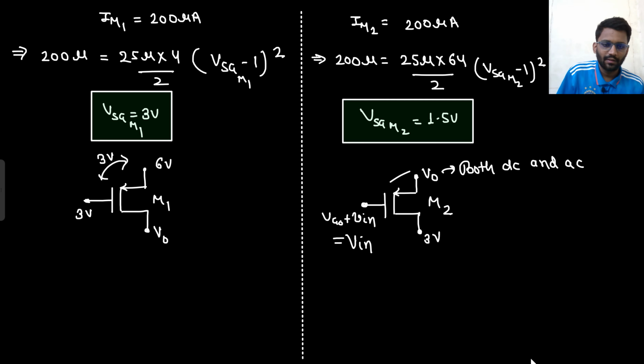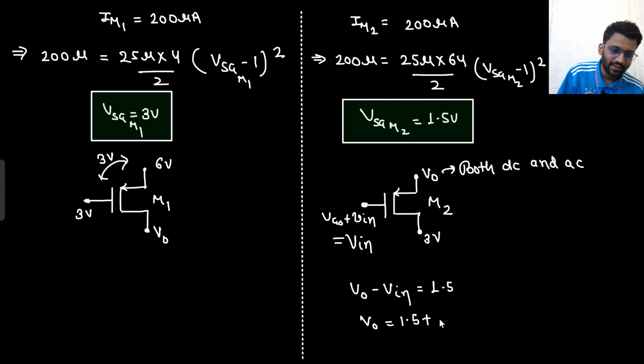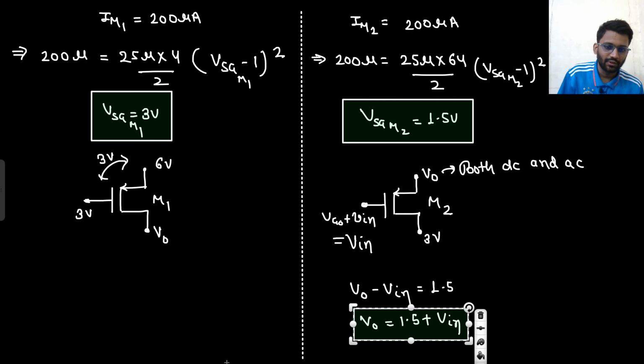And here, what is VSG of M2 given? VSG of M2 is V naught minus V in, that is equal to 1.5 volt, right? So V naught is equal to 1.5 plus V in. This is capital V in we are talking about, capital V in. So V naught is equal to 1.5 plus V in.